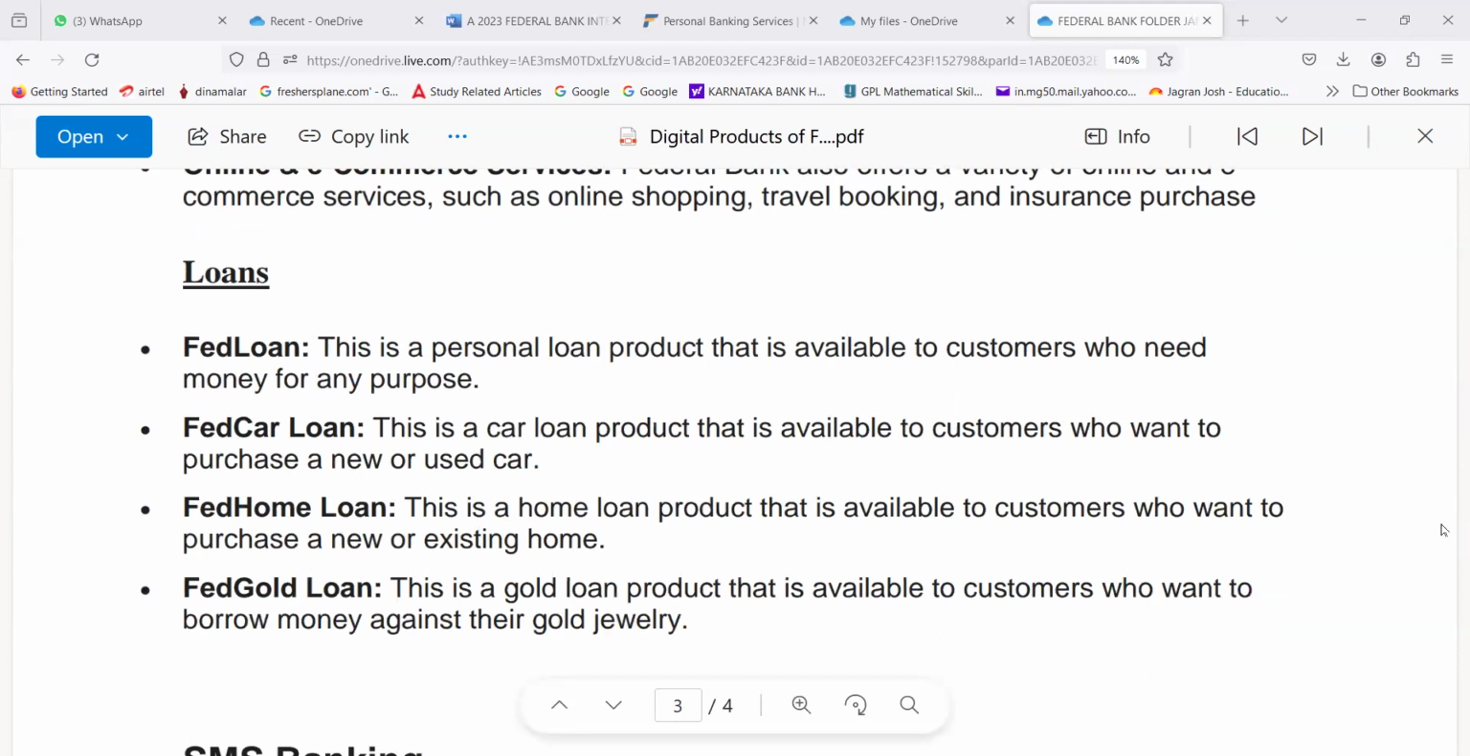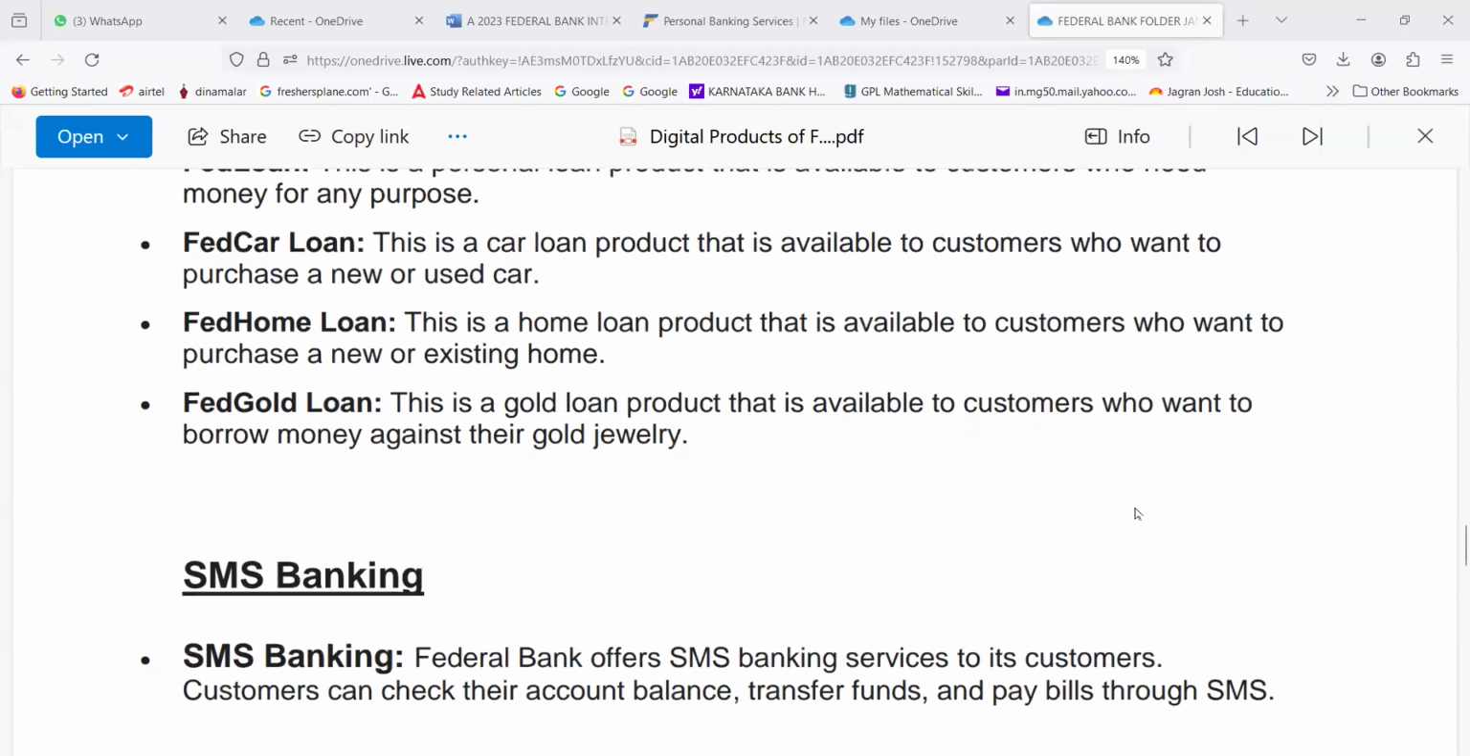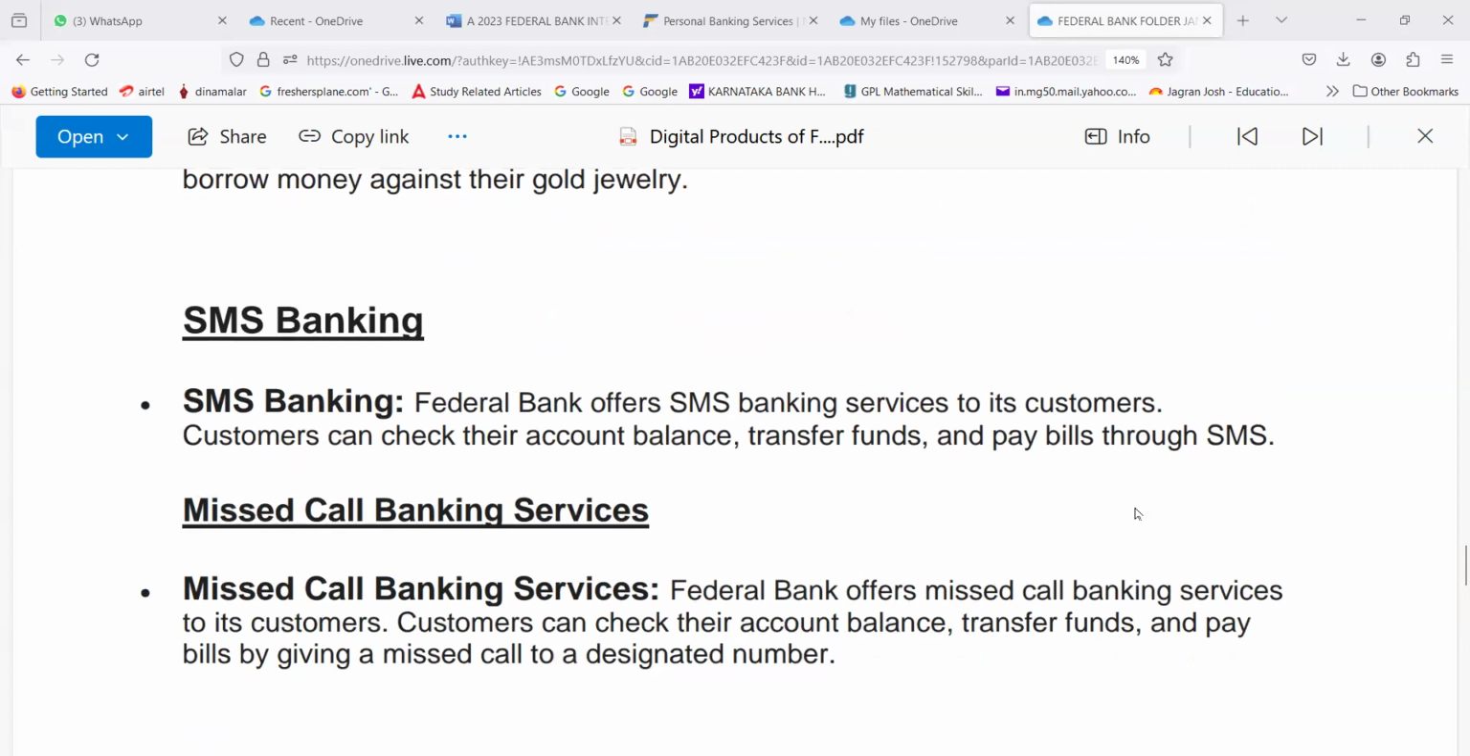Loans. Fed loan. This is a personal loan product that is available to customers who need money for any purpose. Fed car loan. This is a car loan product that is available to customers who want to purchase a new or used car. Fed home loan. This is a home loan product that is available to customers who want to purchase a new or existing home. Fed gold loan. This is a gold loan product that is available to customers who want to borrow money against their gold jewelry.